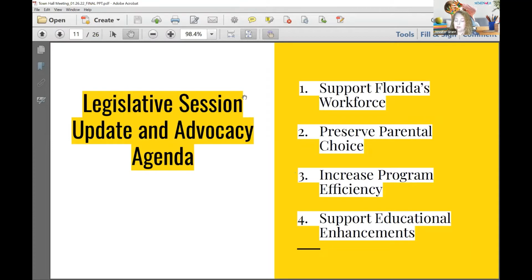Supporting educational enhancement. This is where we go back to the base student allocation for VPK. Make sure that we increase it to a level that would maintain at least the 21-22 funding. And then set funding levels for school readiness sufficient so that each community can sustain existing child enrollment, so that we don't have any children disenrolled from school readiness, and maximize the number of children served.